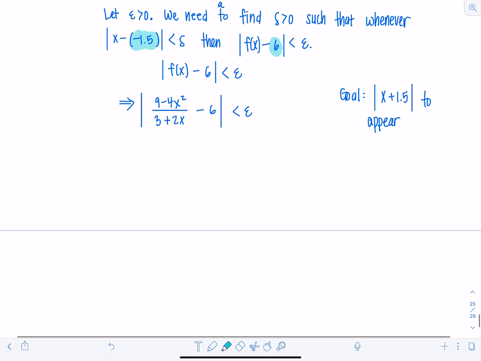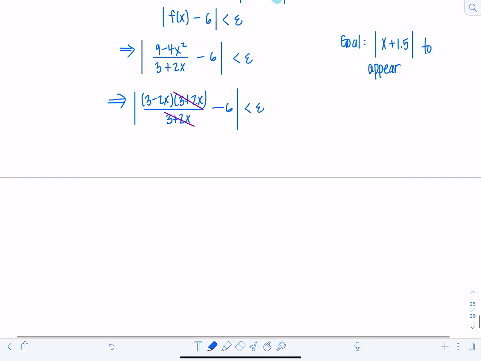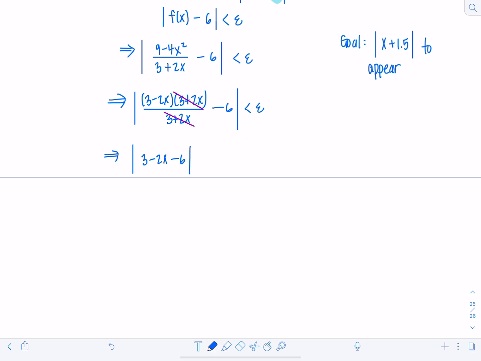All right, let's see here. Can we clean this up? Yeah, the numerator factors. So I'm going to have, it's a difference of squares, right? So (3 minus 2x) times (3 plus 2x) over (3 plus 2x), minus 6. That's less than epsilon. Cancel, cancel. And then here, you're just going to have to be a little careful. You have the absolute value of 3 minus 2x minus 6 is less than epsilon. Okay, so if I combine like terms, now I'm going to have absolute value of negative 2x minus 3 is less than epsilon.